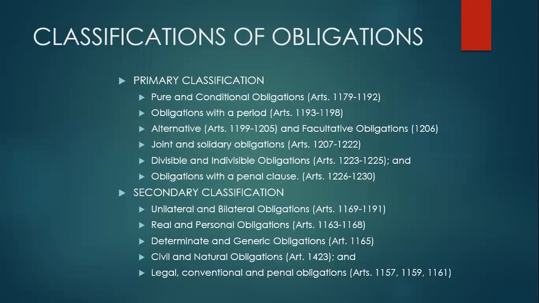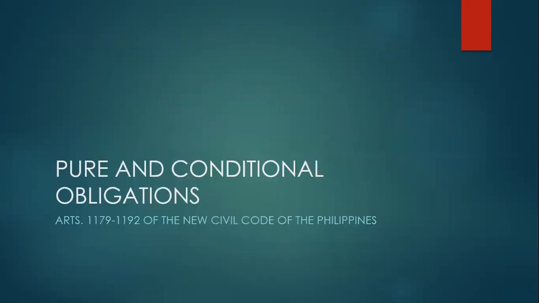For secondary classification, we have unilateral and bilateral obligations, real and personal obligations, determinate and generic obligations, civil and natural obligations, and legal, conventional, and penal obligations. But for tonight's session, we will discuss first pure and conditional obligations, which is covered by Articles 1179 to 1192 of the new Civil Code of the Philippines.